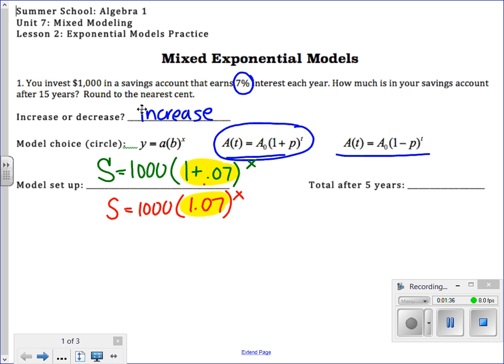Now I'm going to use that equation to figure out how much money is in my account if I invest $1,000 after 15 years. So I'm going to take the equation and I'm going to put 15 in for x. Once I evaluate that with my calculator, I found out that I'm going to have $2,759.03 in 15 years.